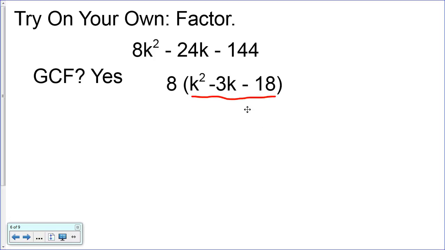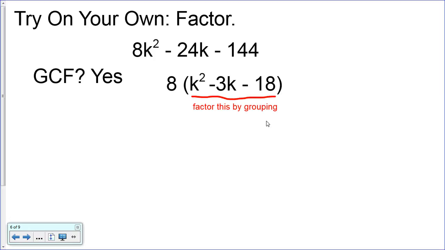That k squared minus 3k minus 18, that's what you need to factor by grouping. So you're going to be doing your magic x with that part. The 8 is just going to hang out in front until you get your two binomials, and you'll tack it on the front there as well. So go ahead and try this one on your own. When you come back, I'll have the answer, okay? So pause the video and I'll see you in a few minutes.